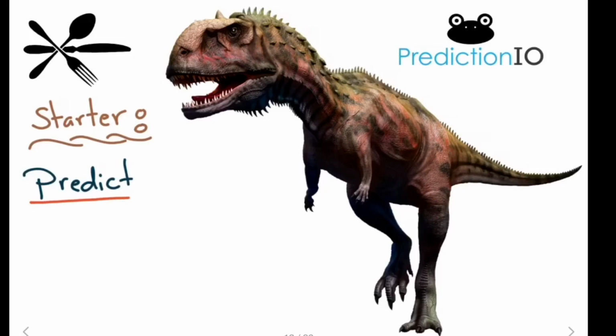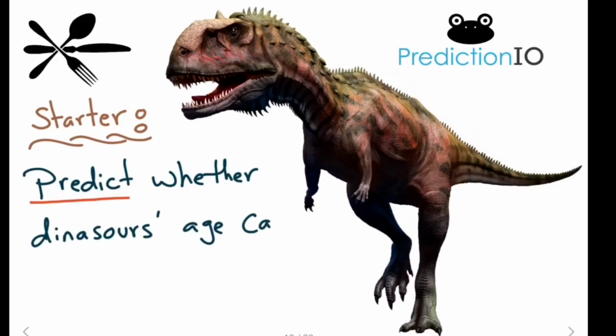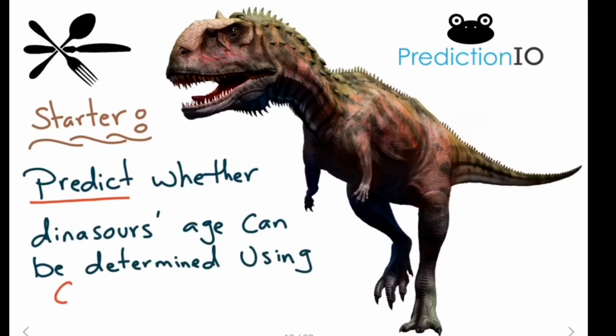Alright, let's get started. So as a starter, I want you to put your prediction hats on. The question is going to be: predict whether dinosaurs' age can be determined using carbon-14. Think about that question as we go along the lesson.